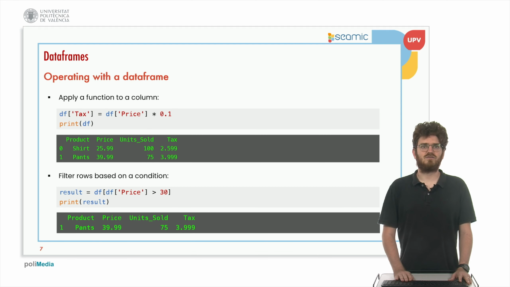If you want, you can, for example, create a new column by applying a function to a column. For example, you want to multiply the price by 0.1 to compute the tax, for example, and store it in a new column. Or you can use a comparison to filter elements.